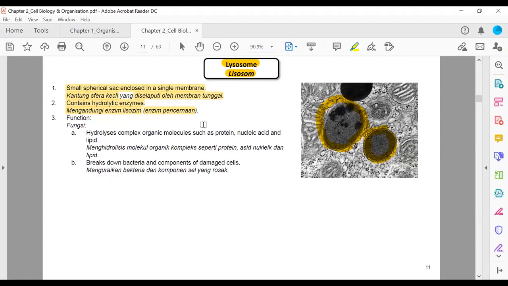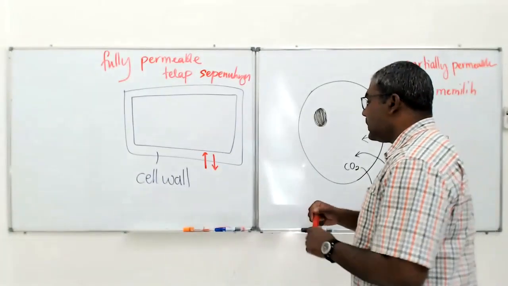Contoh enzim pencernaan, example of hydrolytic enzyme ialah enzim lysozyme. Contoh enzim pencernaan yang dibawa oleh lysosom. Kalau soalan minta contoh dalam BM, enzim lysozyme. Kalau dalam English, kita eja macam ni. English is spelled like this.